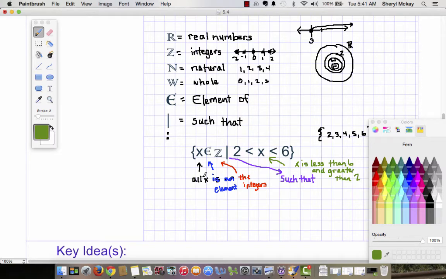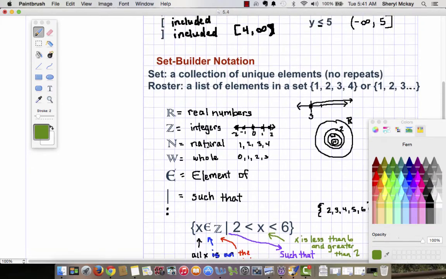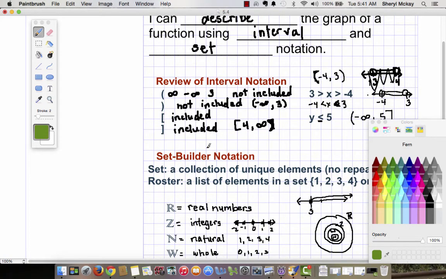So all X is an element of the integers such that X is, we'll say, greater than 2 and less than 6, okay? Greater than 2 and less than 6. That's set builder notation. So we're going to use that to describe intervals. All right, so we're going to use set builder notation, and we're also going to use interval notation.